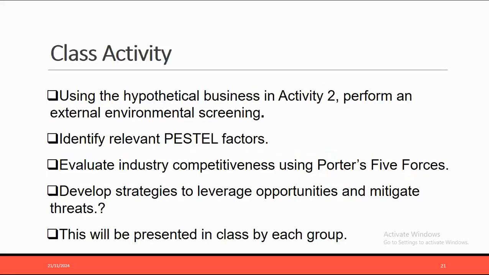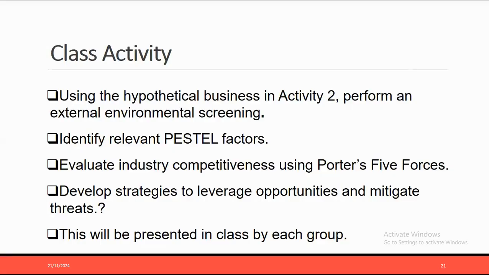All right, so this we will do in class. What we are going to be doing is to make use of the same business we came up with in our activity 2, right? So with that same business, we are going to be performing an external environmental scan. So what you will do in this activity is to identify relevant PESTEL factors for the business you identified in activity 2. And then you evaluate the industry competitiveness using Porter's 5 forces model.